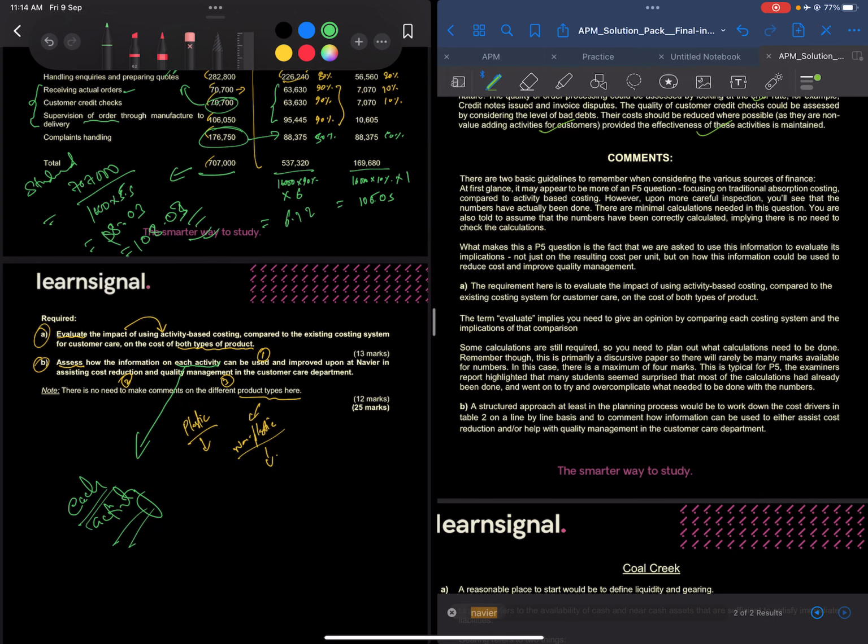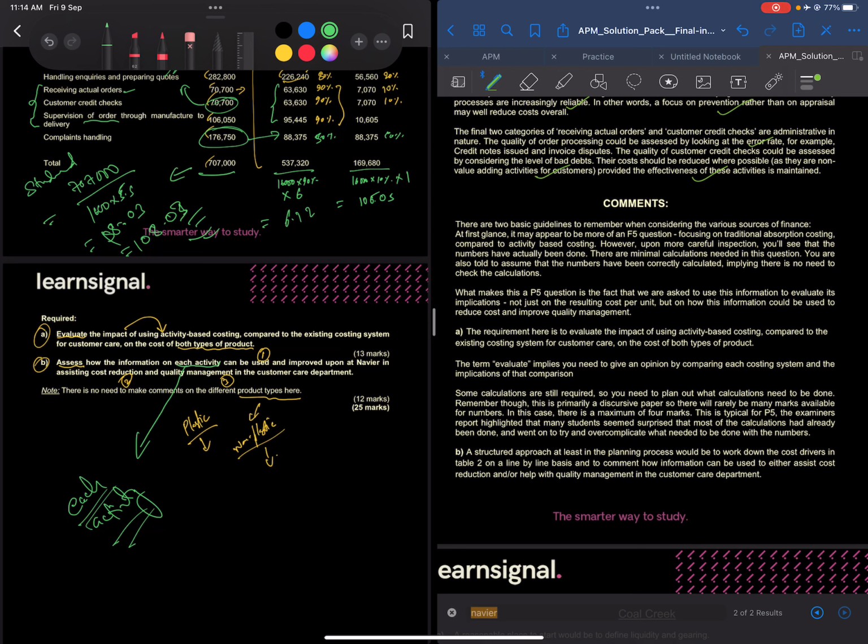Next thing, comments. What does the comment say? There are two basic guidelines to remember. Focusing on the traditional side, it may appear to be more of an F5 question compared to ABC. However, upon careful inspection you will see that the numbers have actually been done. There are minimal calculations needed in this question. You are told to assume the numbers are correctly calculated, and they have been correctly calculated. So in this paper it looks like F5, whereas what makes this a P5 question is that we are using this information to evaluate implications, not just the resulting cost per unit. This information could be used to reduce cost and improve quality.